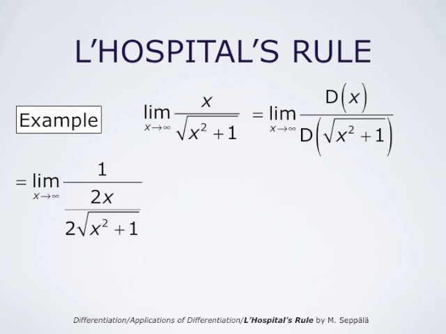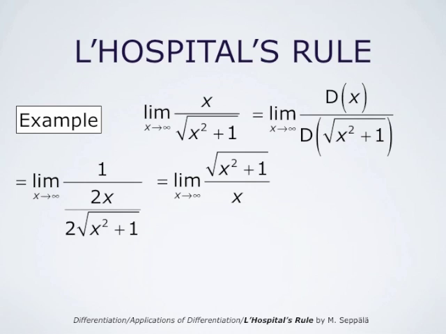The derivative of the square root of x squared plus 1 is 2 times x divided by 2 times the square root of x squared plus 1. The 2 cancels out, and we get that this is the limit as x approaches infinity of the square root of x squared plus 1, divided by x. We are still in the situation that as x approaches infinity, both the numerator and the denominator approach infinity. So let us use L'Hopital's rule again.